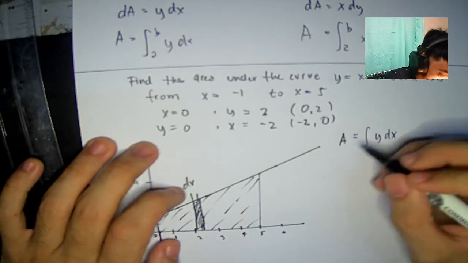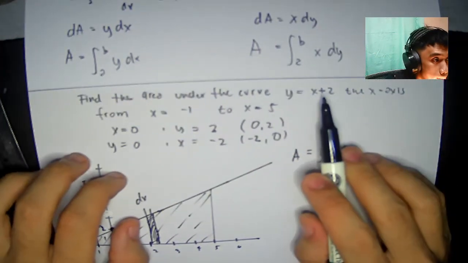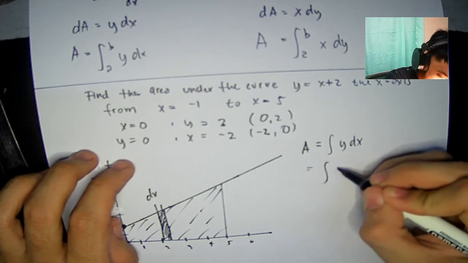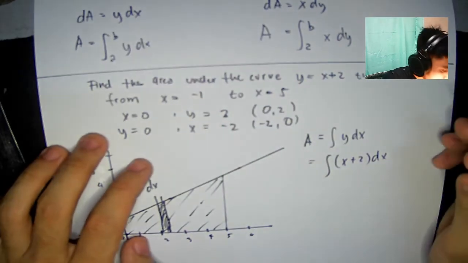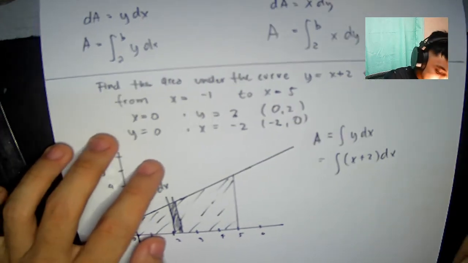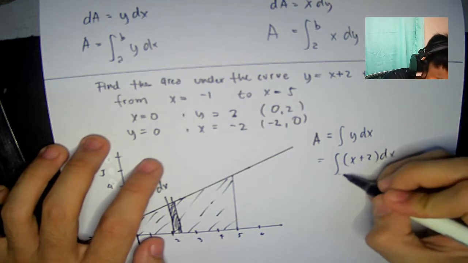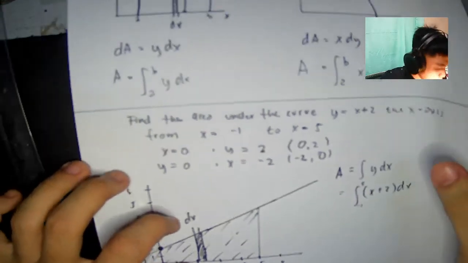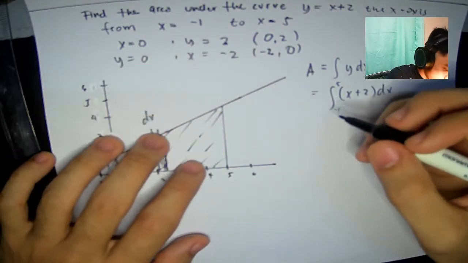We have to substitute. So what is our y? Y is x plus 2, so it equals the integral of x plus 2 dx. So let's add our limits. What are our limits? Negative 1 and 5. So that's it, we're going to solve it this way.